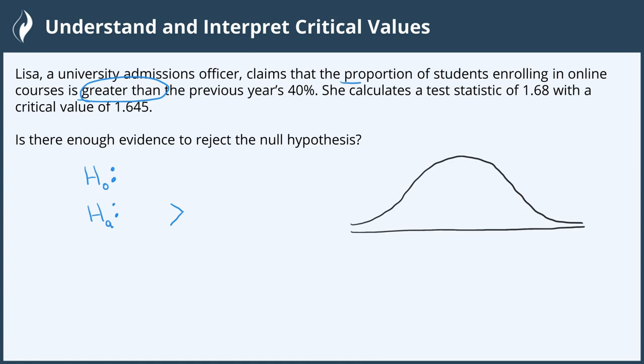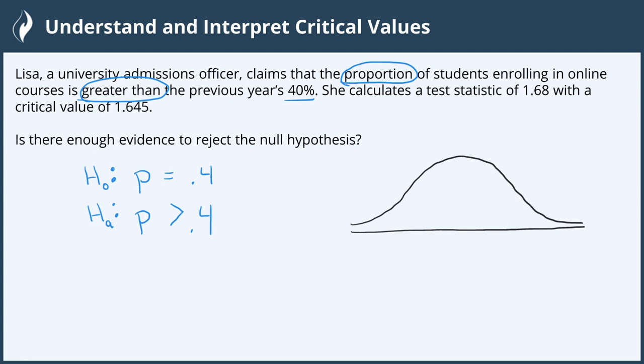Now let's see, this is talking about the proportion of students. So we're talking about P, not average, that would be mu. Enrolling online is greater than the previous year's 40%. Let's go ahead and change that to the decimal of 0.4. This makes our null hypothesis that the proportion is equal to 40% or 0.4.